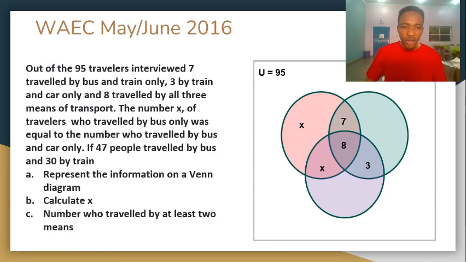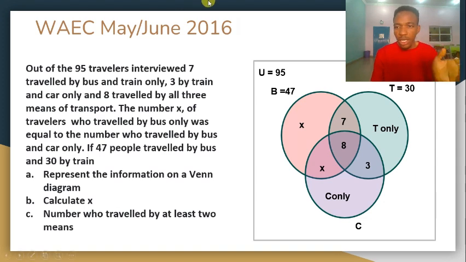Very easy. The question further says, if 47 people travel by bus, I'm writing 47 there, and 30 by train. They didn't give us the people that travel by car, so I just put C there. Once we've done that, let's calculate what we have. The major thing in set theory is that you should try to fill up every space in the set. Once you fill up all the spaces, you can easily solve the question. Now let's proceed to do that.